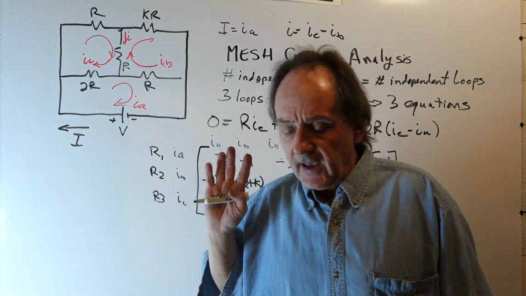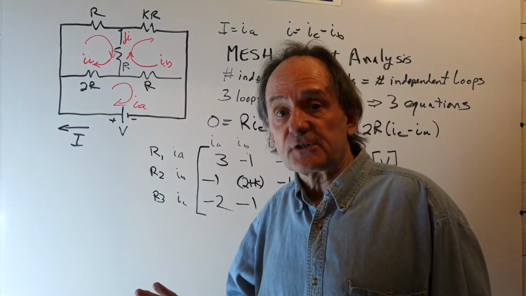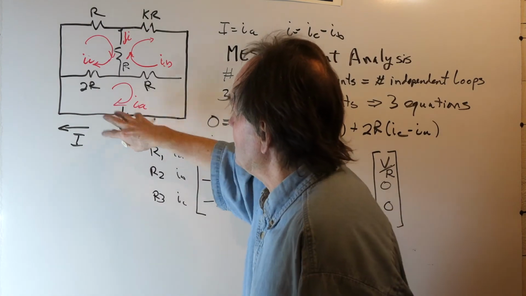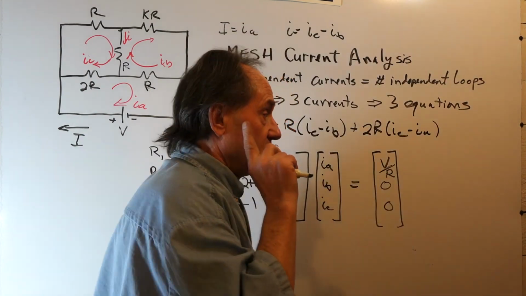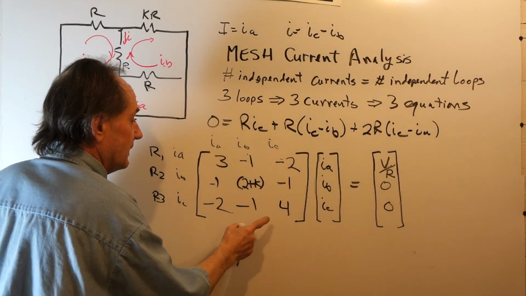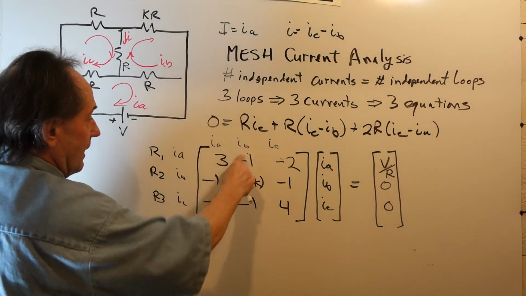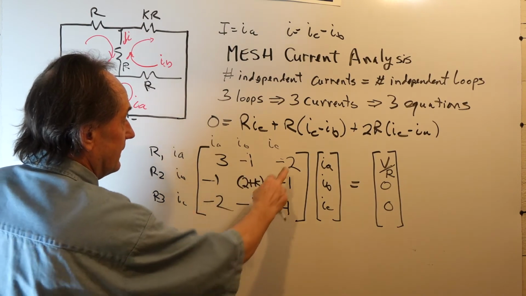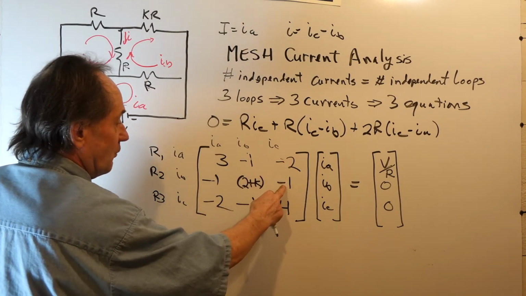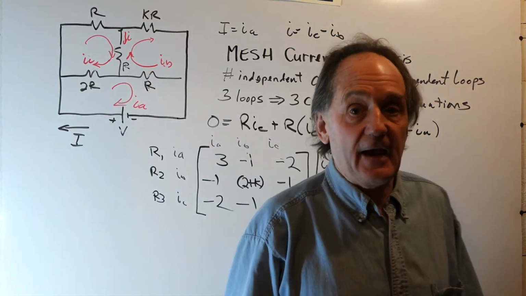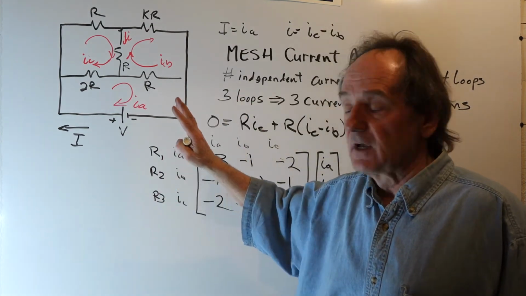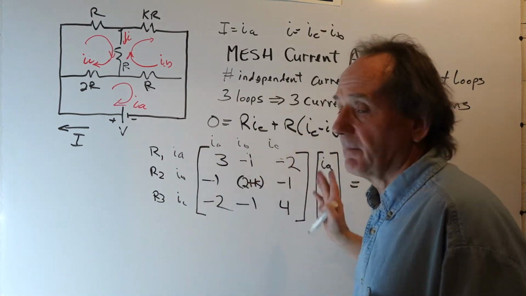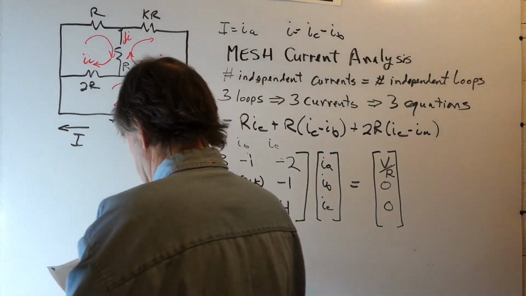Now, when you don't have any dependent sources, when your network only has independent sources, like we have here, your matrix off diagonals are the same. See, -1, -1, -2, -2, -1, -1. Symmetric with respect to the diagonal. That's always the case, whether you do mesh analysis or node voltage analysis. In the same manner, you always end up with a symmetric matrix when you don't have any dependent sources.